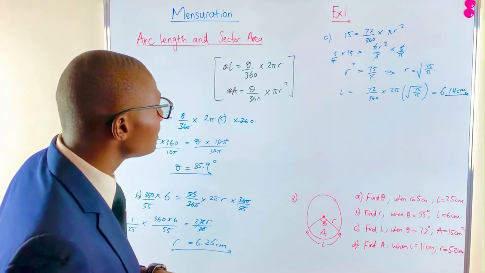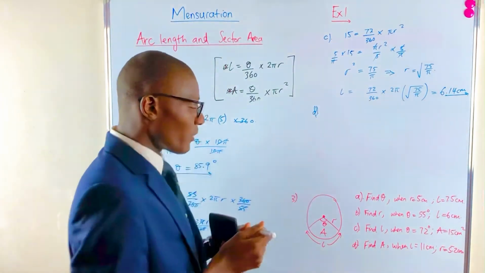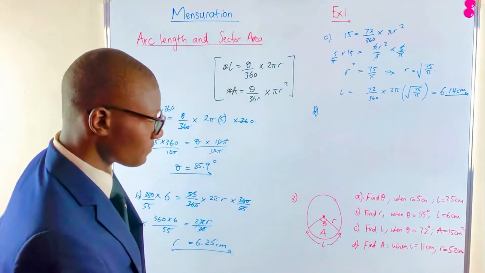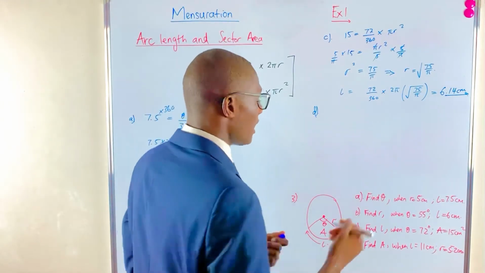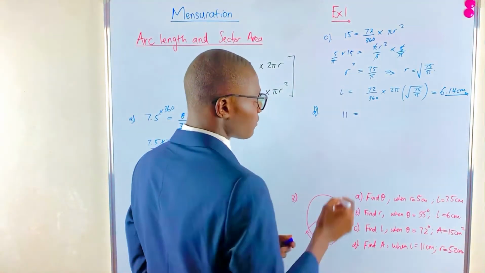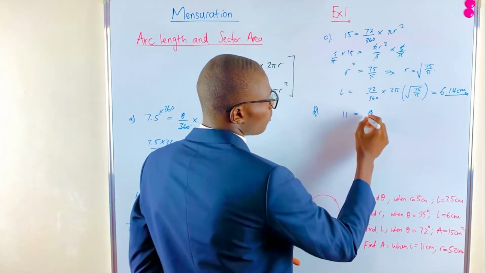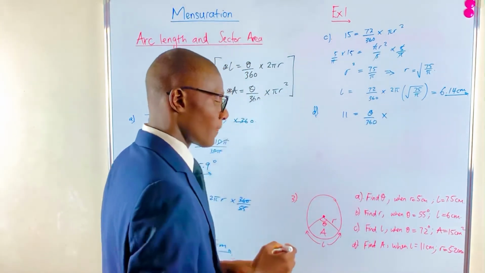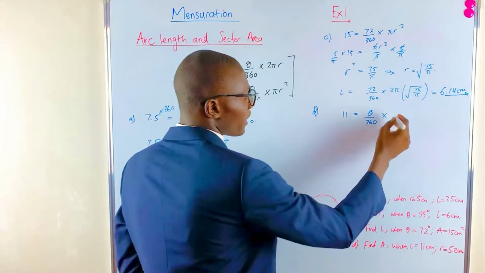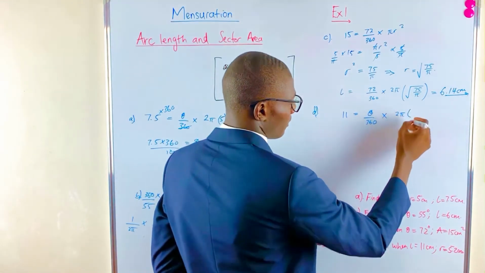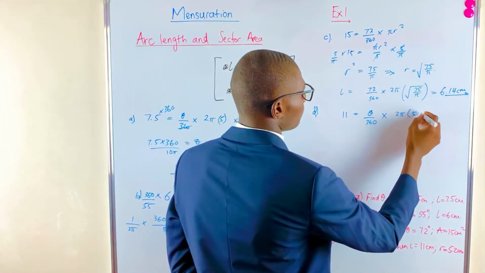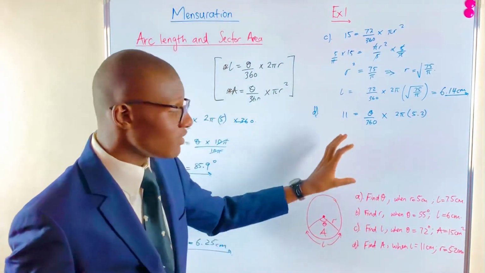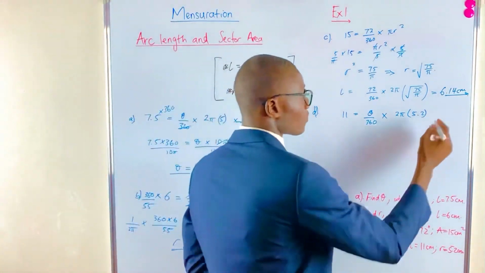Now moving on to part D. With part D, we're required to find A given L and r. So it means we need theta. So first of all, we're just simply going to say L, 11, is equal to theta, which we don't know, over 360, times 2 pi r. So 2 pi, and then r, we know the radius is 5.2. This is the equation for finding the arc length. So let's call this one.